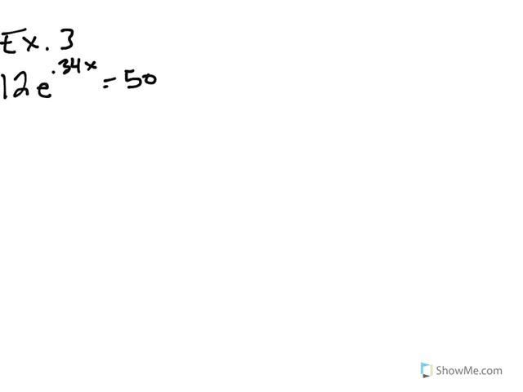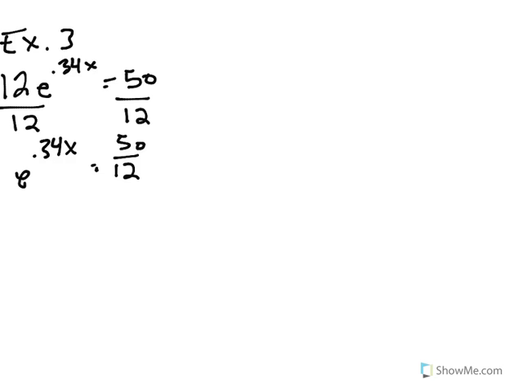Okay, so this next example, we have e to the 0.34x equals 50, but we also have it times 12. And I just want to get e alone for e's, so I'm going to divide both sides by 12. So now I'm left with e to the 0.34x is equal to 50 over 12.